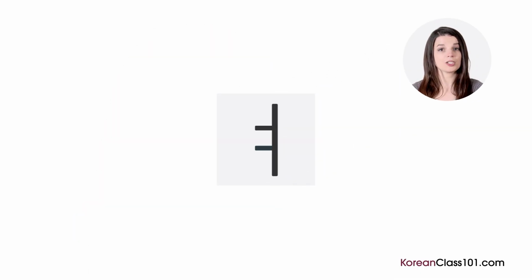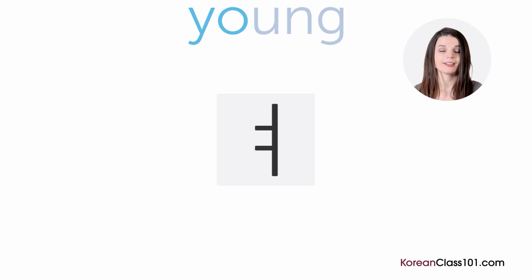And the next vowel is ya. Do you remember this small stroke from the last lesson? To pronounce it, simply add Y to the beginning of the basic sound. Starting with the sound, add Y to make ya. Pronounce this ya like the first part of the English word young. Listen to it again.